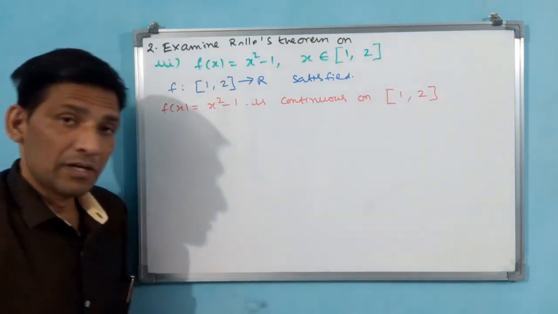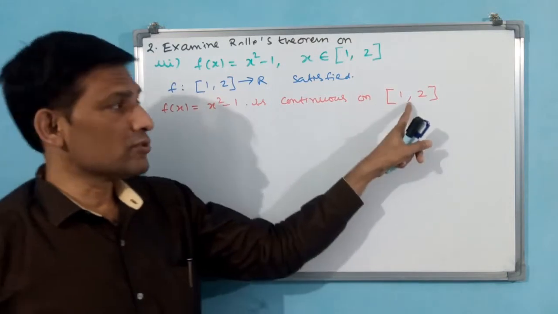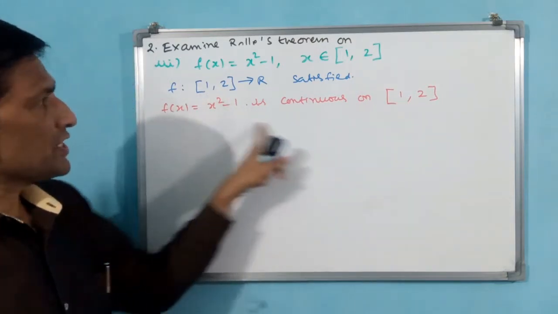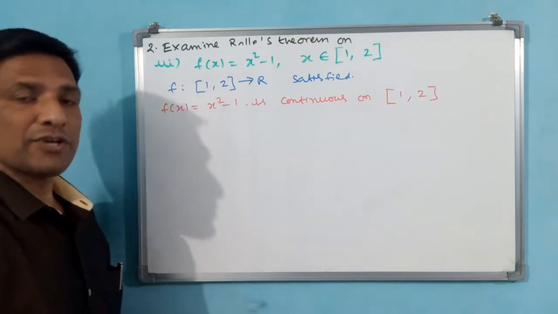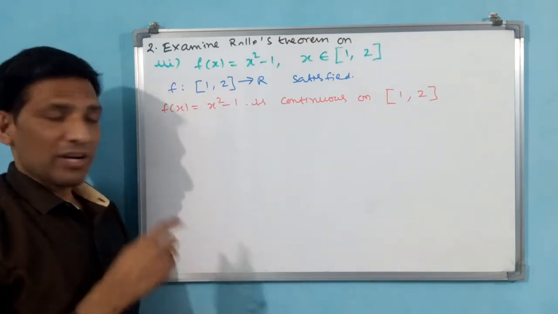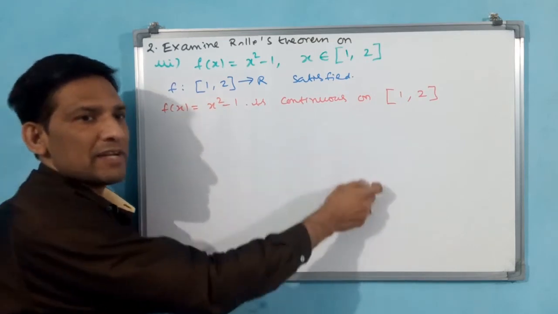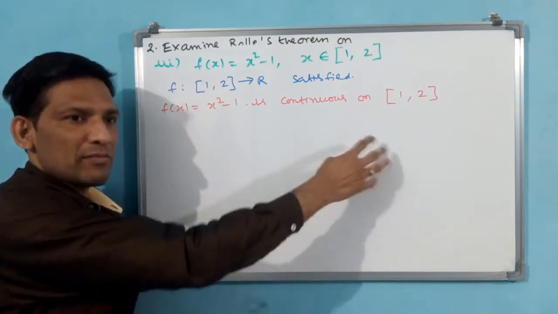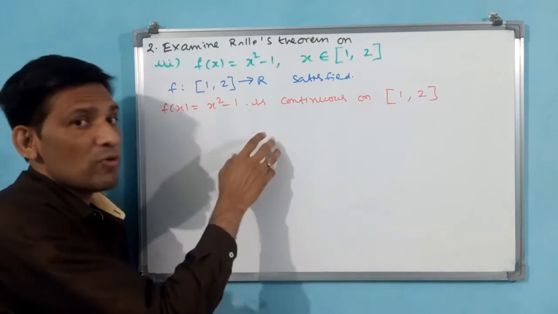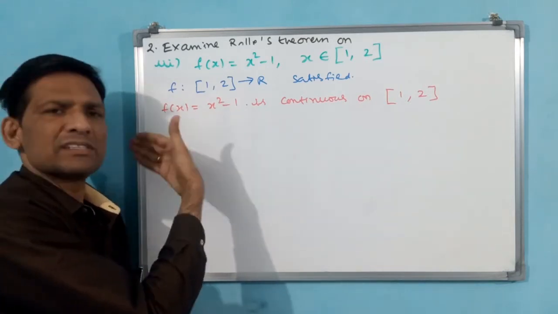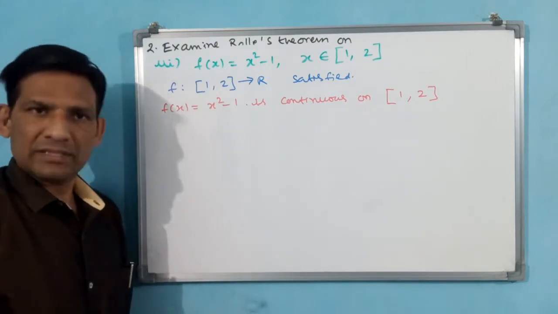Okay. See, while writing continuous, use the closed interval; while writing differentiable, use the open interval. This function x square minus 1 is continuous on [1, 2]. I have written that, but is it correct? Definitely correct. Why? Because there is no logical control. If x square minus 1 had logical controls like less than or equal to 1 or 2, then we would have to check whether it is continuous or not. Otherwise we do not need to. This is a polynomial function, so straight away we can write that this is a continuous function.